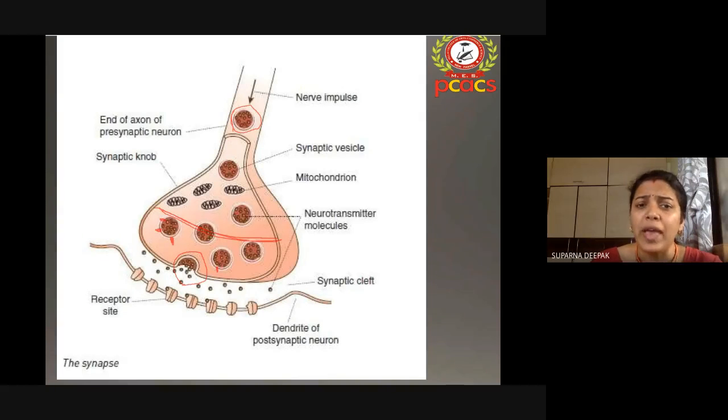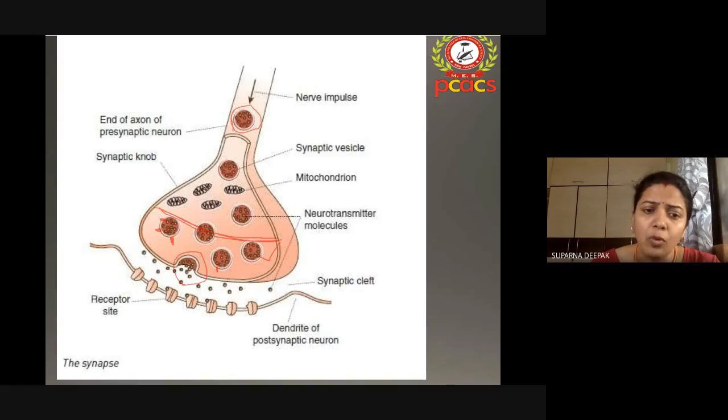Now when the nerve impulse arrives at the end of the axon, a few chemical changes take place that give the signal to these vesicles to fuse. Otherwise, they will not fuse. Until and unless you have an impulse coming from the cell body, these vesicles will not fuse. These are usually calcium-dependent chemical and electrical changes that take place at the end of these neurons.